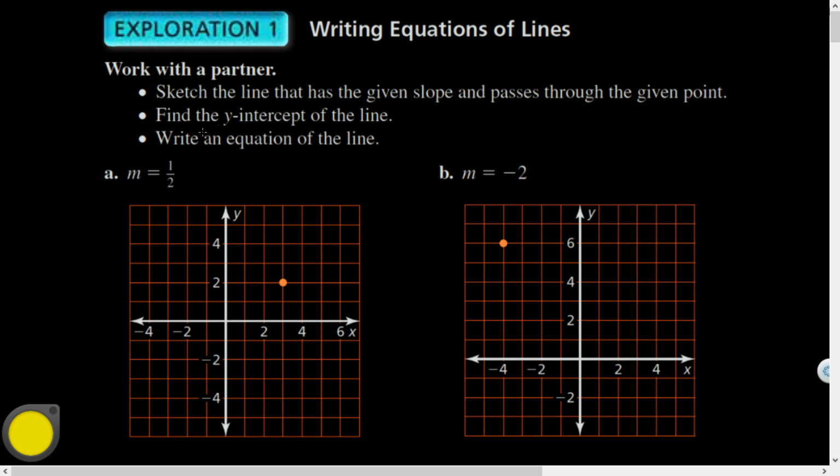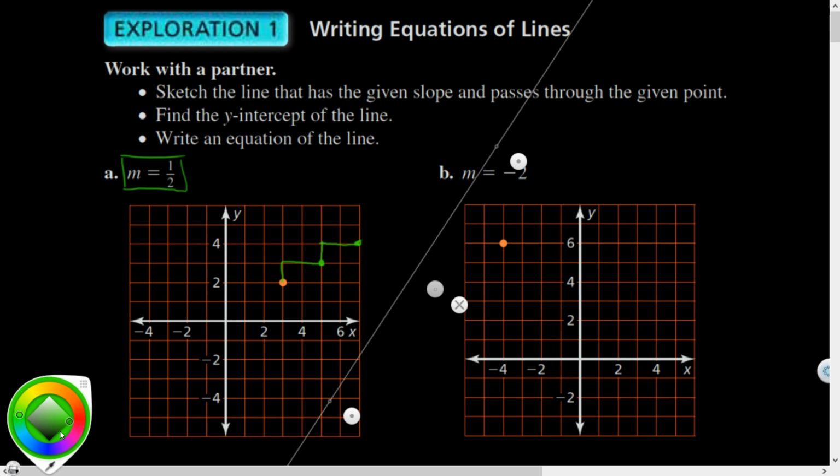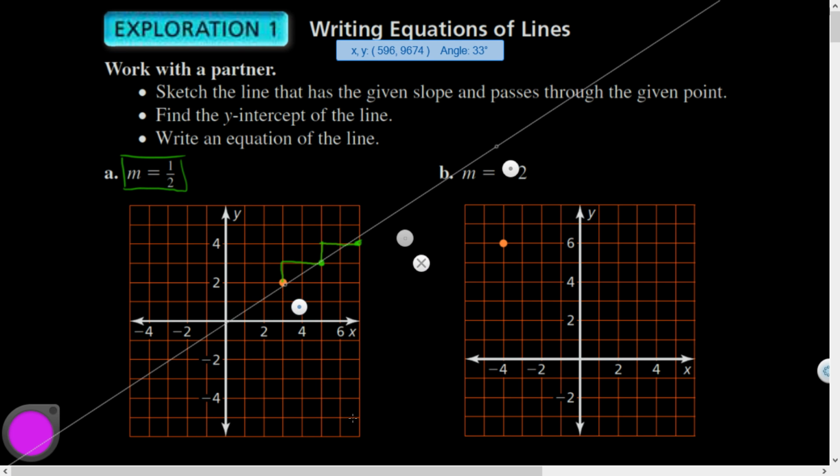I'm a little excited. So here it says, sketch the line that has the given slope and passes through the given point. All right, so m is a half. And here's a point. If I want to find more points on this line, how do I move by my slope to find another point? Up one, and then where? Over, the run is 2. Up 1 over 2. Up 1 over 2. And then I could draw my line, connecting my dots.